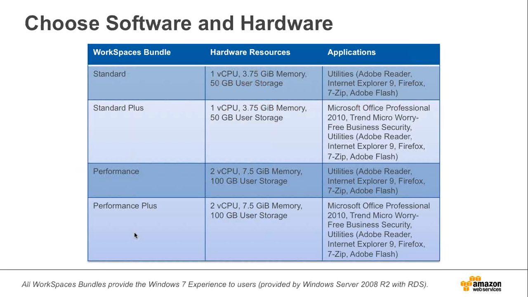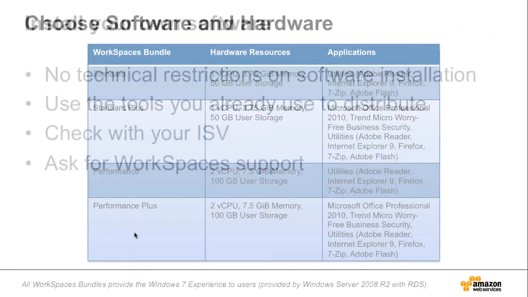You also have the choice of the software and hardware resources that you need. So we saw in the demonstration just before a choice of bundles. And as I said, we have the standard bundles and the performance bundles. You can see in the hardware resources column of this table that the performance bundles have more CPU, RAM, and user storage than the standard bundles. And the plus variant of each bundle, as you can see in the third column, the applications column, comes with more software pre-installed. And you can install software when you like at your convenience. But if you find it easier to have a workspace like the one that I showed you in the demonstration, which was a Performance Plus workspace, it's easy for you to have that experience.